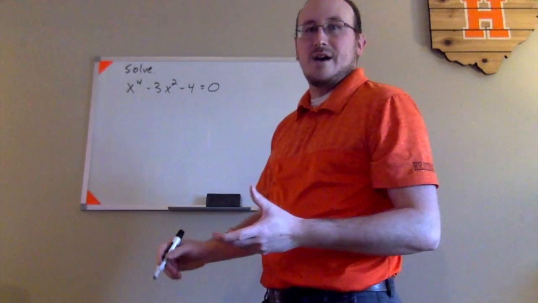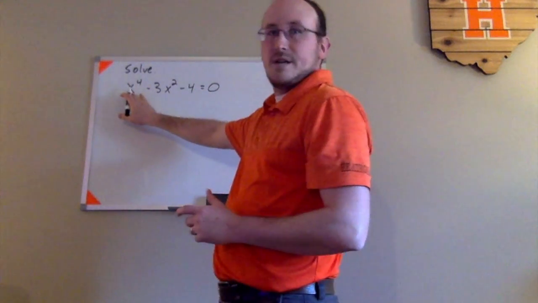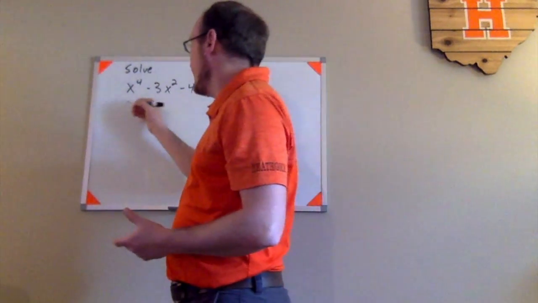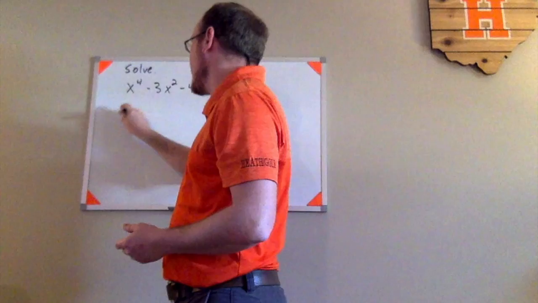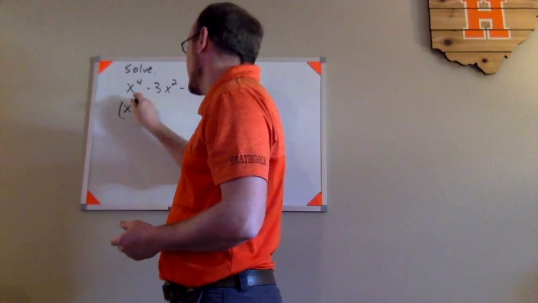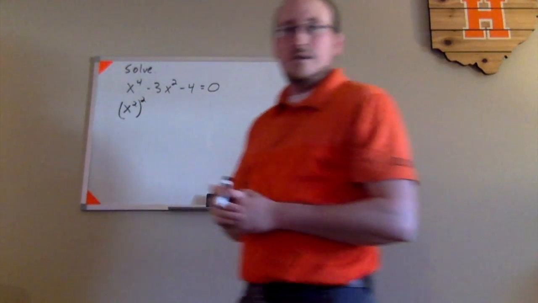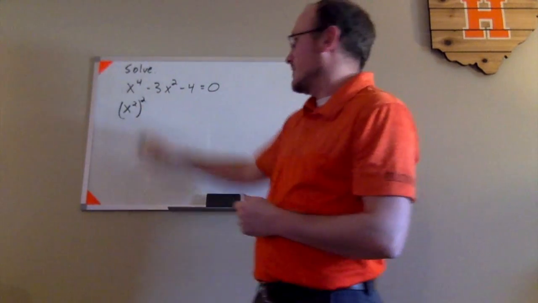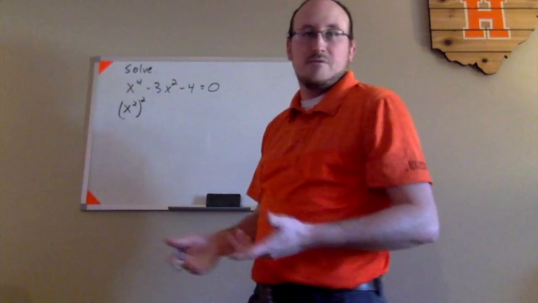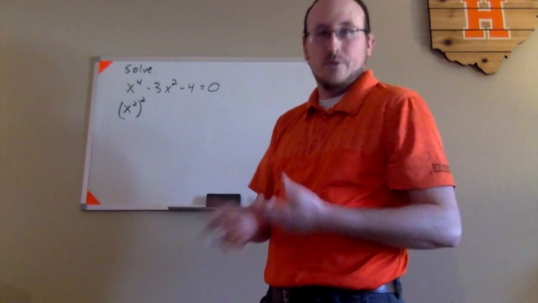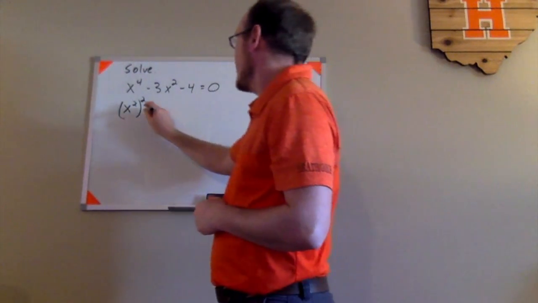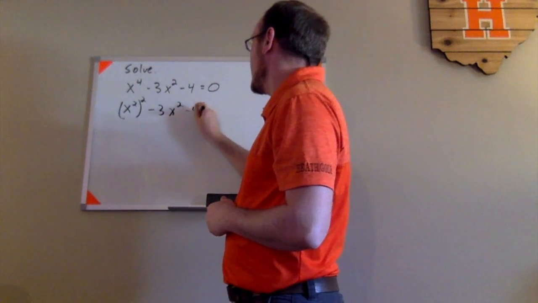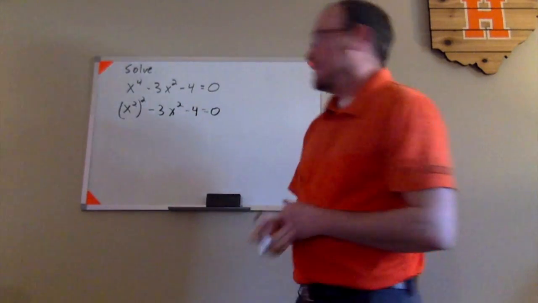In order to see that, I'm going to rewrite this x to the fourth term using some properties of exponents from Algebra 1. x to the fourth could be rewritten as x squared, squared, like that. When you take something to a power to another power, you multiply their exponents, so that would give you x to the fourth. So I haven't really changed the value of anything, I've just changed the way it looked for us. Going ahead and filling in the rest of this, minus 3x squared minus 4 equals 0, like that.